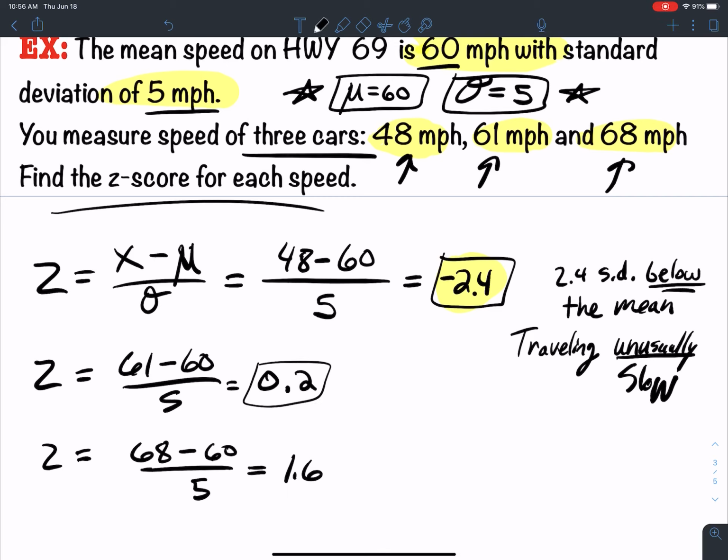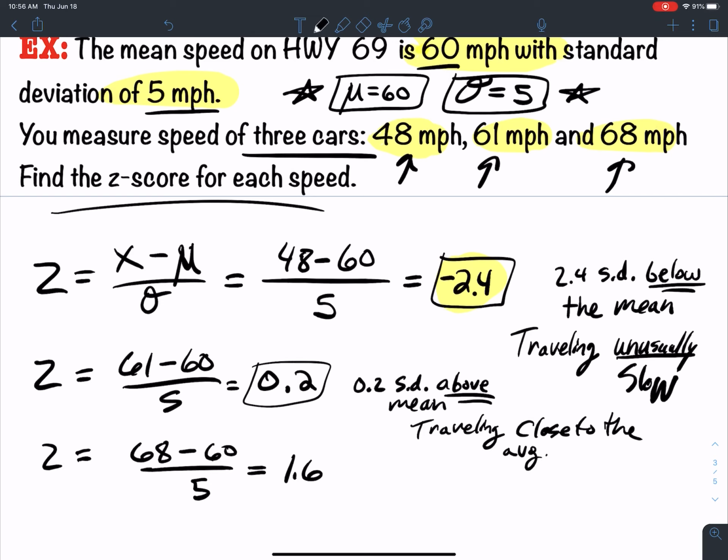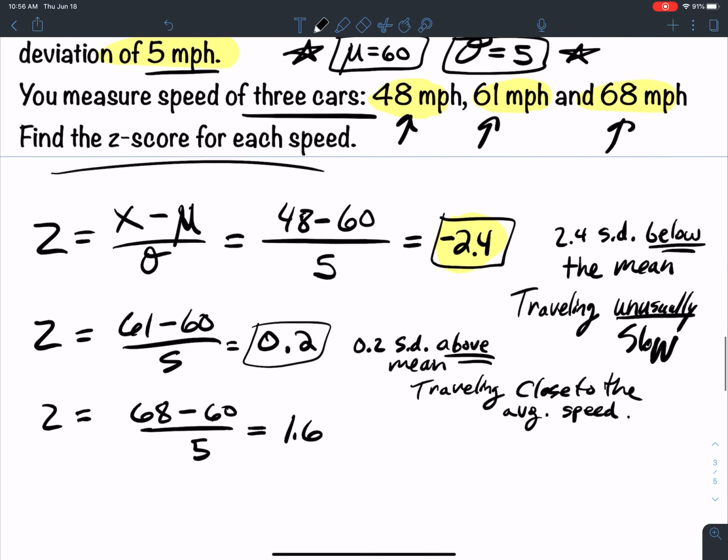Now, what about 0.2? That means that I'm 0.2 standard deviations above the mean. How do I know I'm above? It's a positive number, okay? And so I'm traveling close to the average speed. 0.2 is not too far away from the mean.